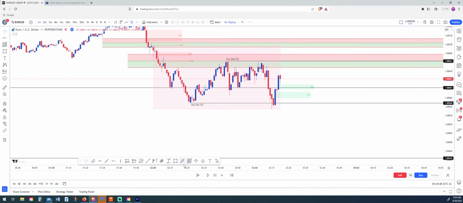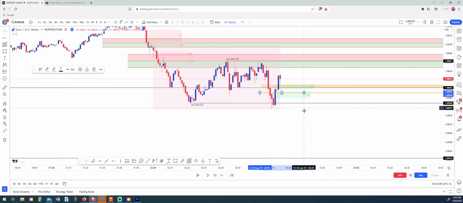We've also got a balanced price range here. So we can see bearish fair value gap followed by a bullish fair value gap. Where they overlap, we have a balanced price range. Likewise, balanced price range just below this as well. So we've created two balanced price ranges here. So we've had a strong displacement to the downside with an equally strong displacement back into the range.